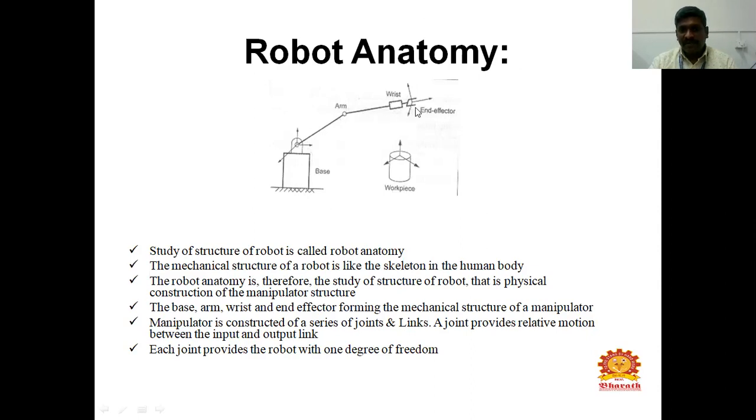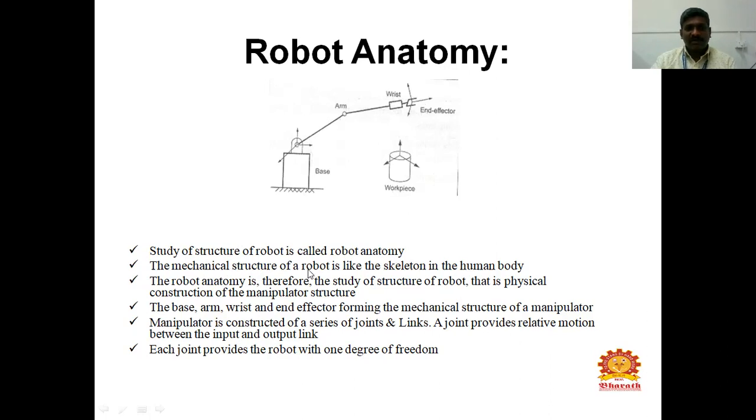Only this end effector does any task of the robot. Here we give the program to the robot, and the end effector does the task and completes it. So what is robot anatomy? The study of the structure of the robot is called robot anatomy.